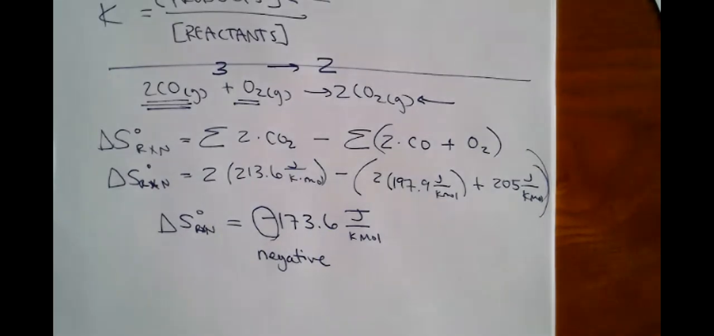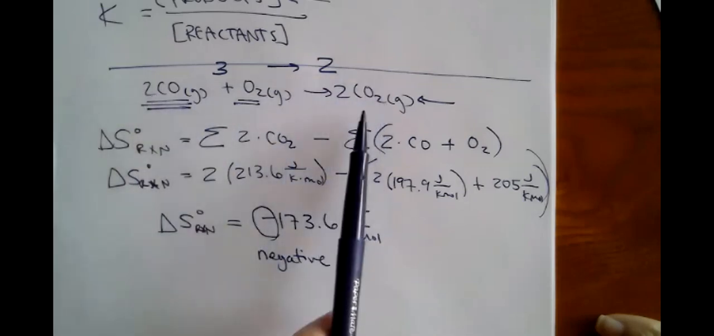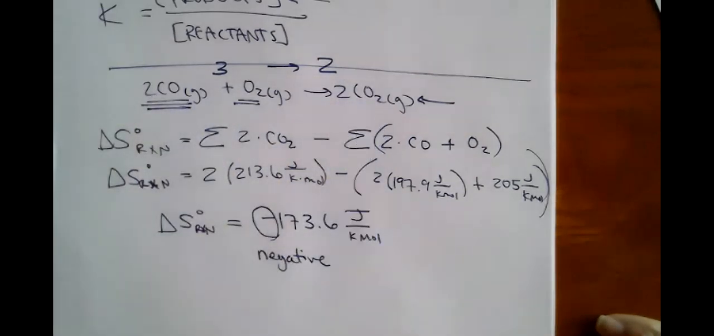When you go from 3 moles to 2 moles of gas, you're creating a more ordered system. So the entropy change for that reaction is negative. You need to be able to calculate the actual quantitative value like we did here, but you also need to recognize, when you look at that reaction, that you can predict the sign of entropy for a given reaction, knowing that you go from 3 moles of gas to 2 moles of gas.